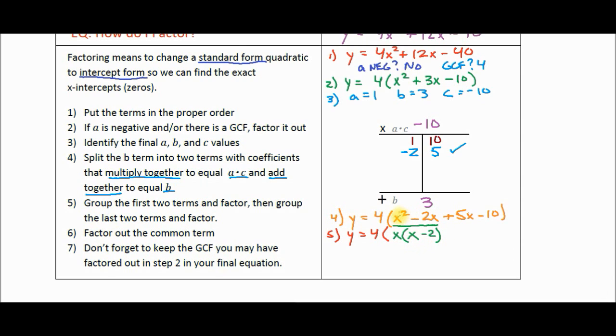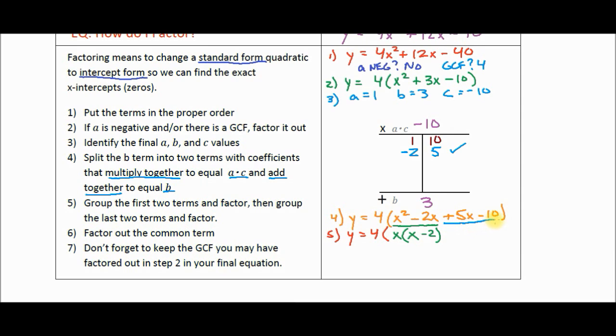Now notice, class, all we're doing is the reverse of distribution. Instead of multiplying the terms in and getting this out, we're pulling out the common term. And notice, x times x is x squared. x times negative 2 is negative 2x. We haven't changed anything. And now we'll go ahead and do the next two.